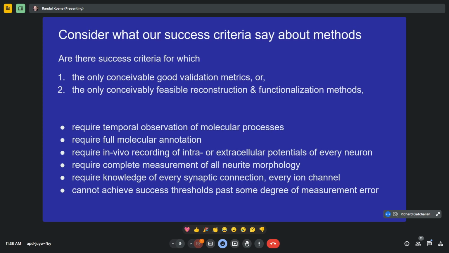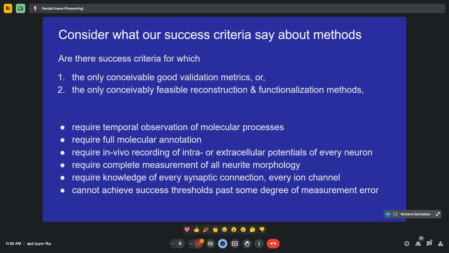And for instance, there are success criteria for which the only conceivable good validation metrics or the only conceivable feasible reconstruction and functionalization methods require temporal observation of molecular processes, or require full molecular annotation, or require in vivo recording of intra or extracellular potentials of every neuron, require complete measurement of all neurite morphology, require knowledge of every synaptic connection or every ion channel, or cannot achieve successful thresholds past some degree of measurement error.